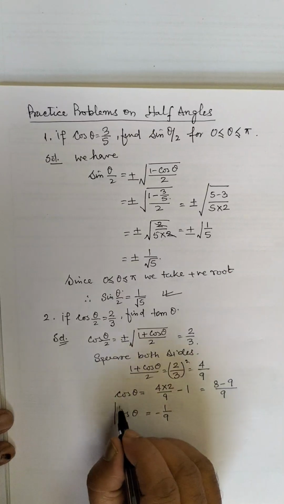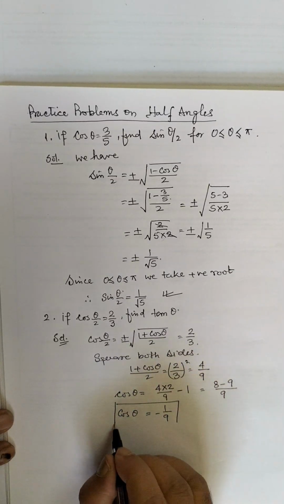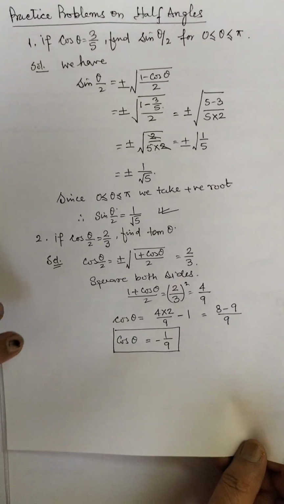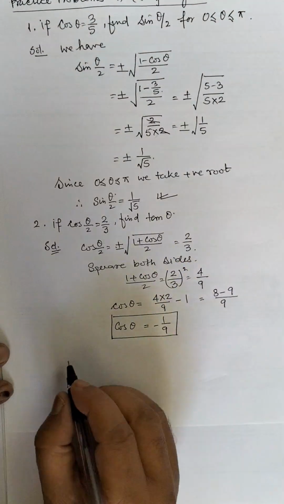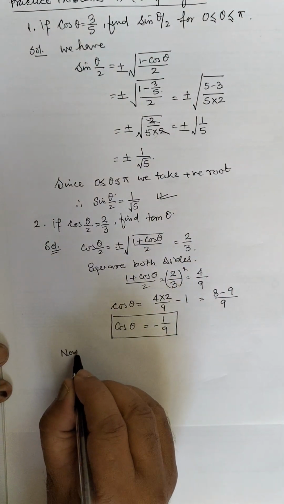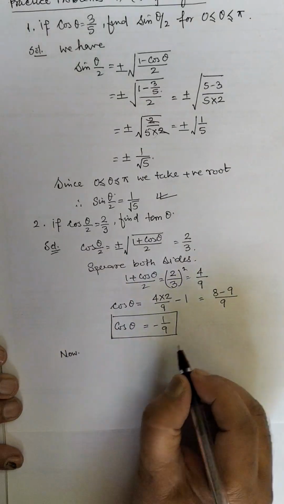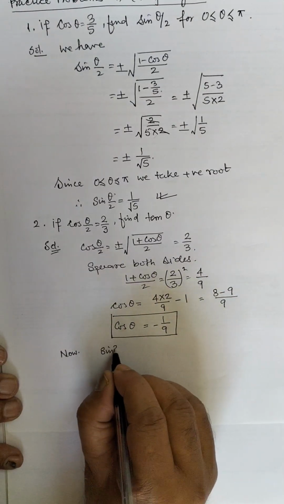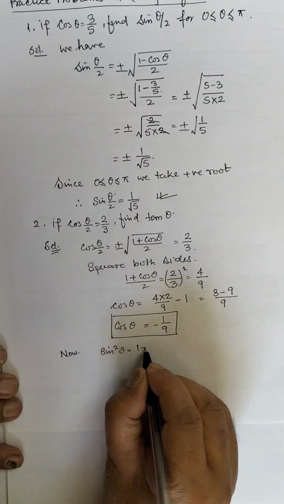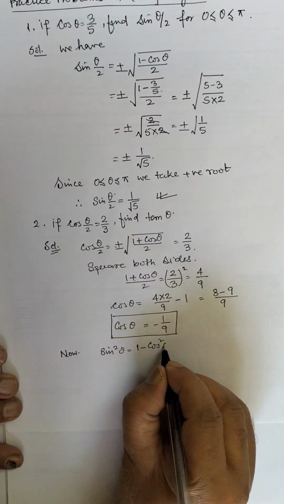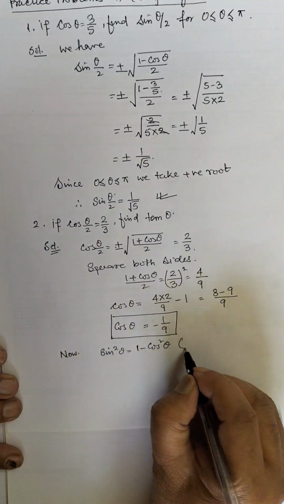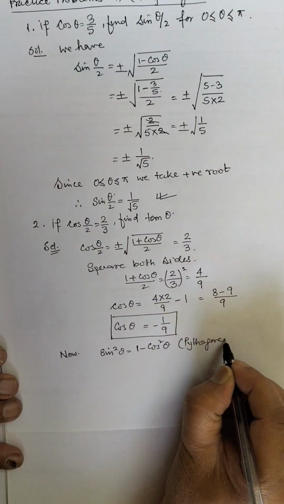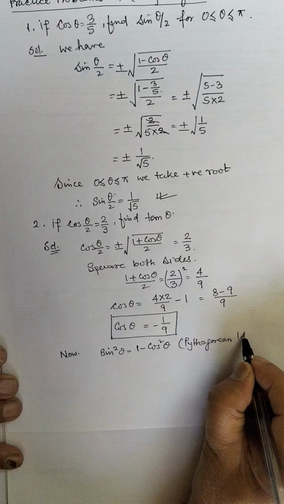Important information will be used, so that we put it in a box. Now, using Pythagorean identity, I know sin square theta is 1 minus cos square theta. This is your Pythagorean identity.